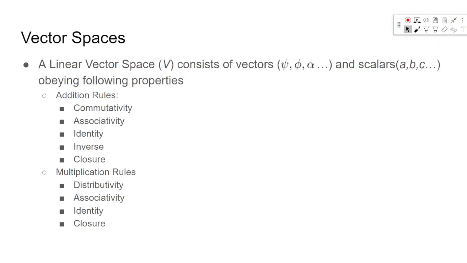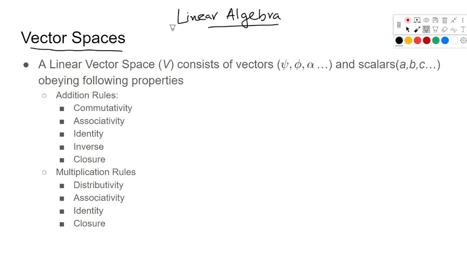Now let's talk about a very useful and important concept, that is vector spaces. The subject of linear algebra deals with the concept of vector spaces. And vector spaces are very important in quantum mechanics. A linear vector space, V, consists of vectors represented by Greek letters here and scalars represented by the English alphabet here, obeying the following properties. These are the addition properties and multiplication properties which a linear vector space must have.